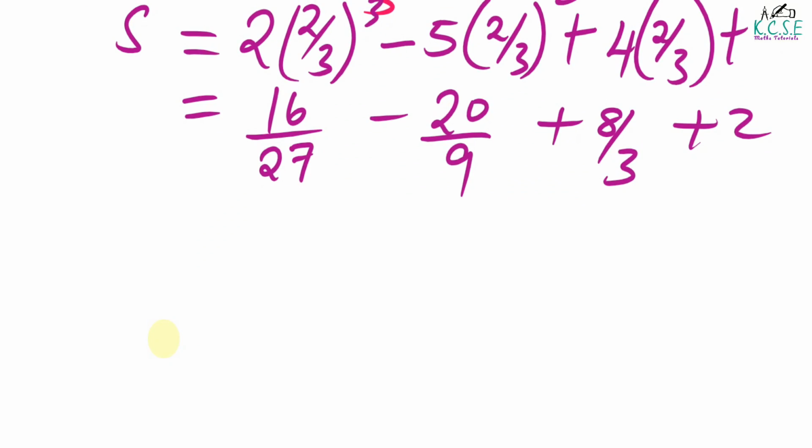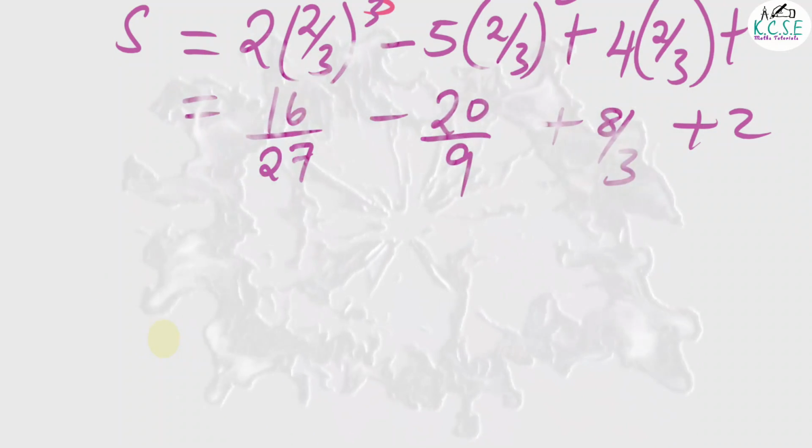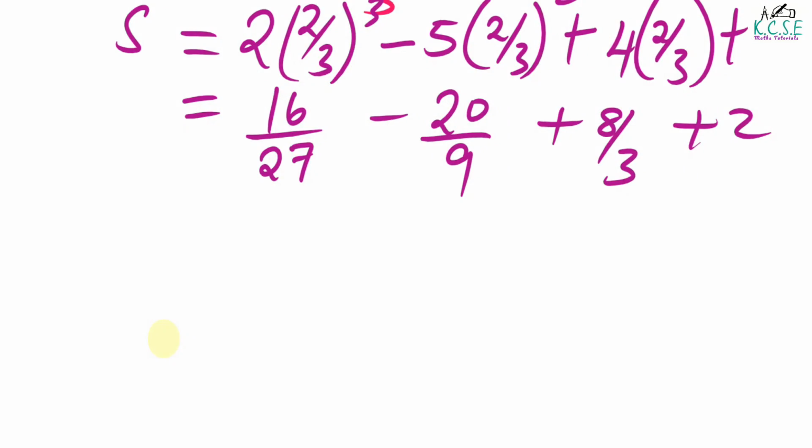Working this out using the calculator, 16 divided by 27 minus 20/9 plus 8/3 plus 2, this gives 3 and 1/27. 3 and 1/27 meters. So that is the first instance.